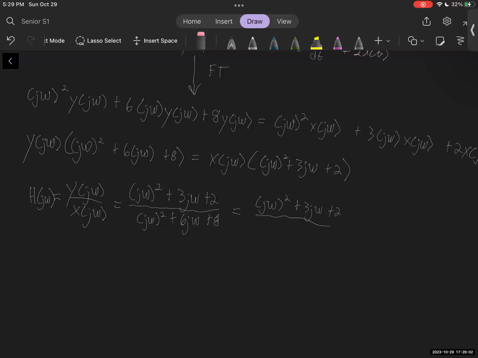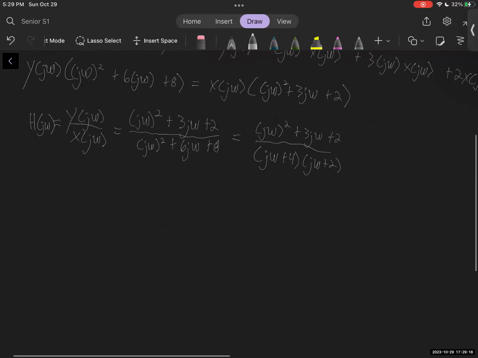Oh, sorry. And then we're going to find the roots of our denominator. So in this particular case, our roots are going to be j omega plus 4, j omega plus 2. So now for our partial fraction decomposition, we can take this term, j omega squared plus 3j omega plus 2, divided by j omega plus 4 times j omega plus 2.